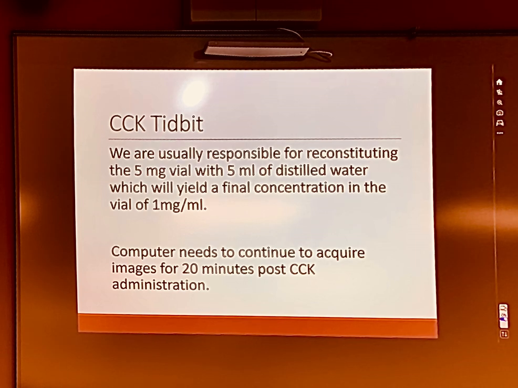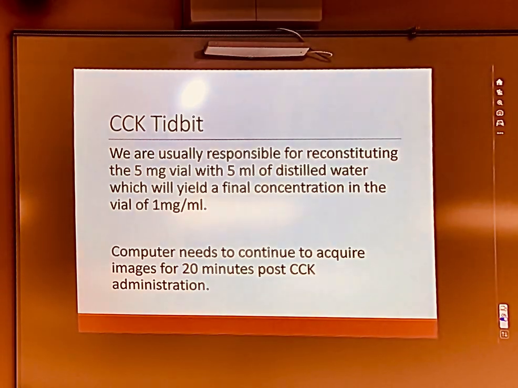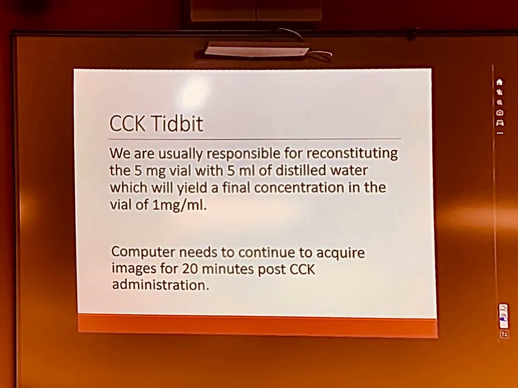Here's the thing about CCK: the patient's physical reaction to the Kinevac is not indicative of the outcome of their study. You would think, oh, if my patient got sick, their gallbladder must not be working. That's not always true. Whether they have no reaction, or they get the sweats, or they get nauseous, it is not indicative of how the outcome is going to be.